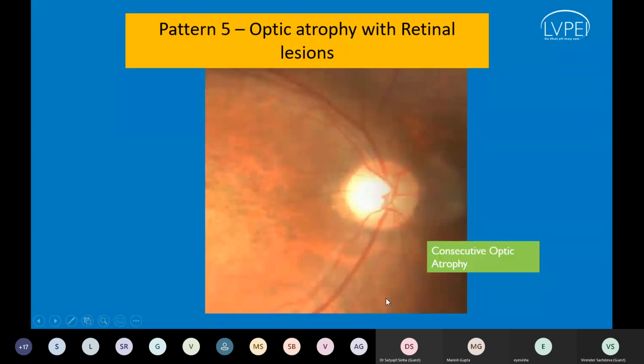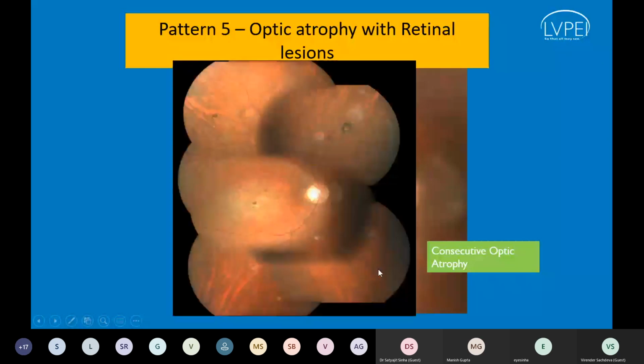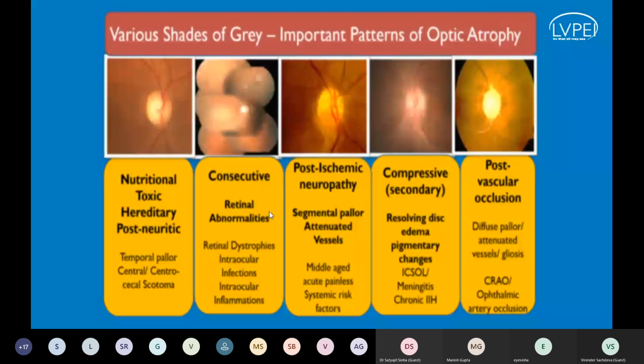And the last pattern that is there is a patient with an optic atrophy with retinal lesions. Here, you can see mainly the temporal pallor, but you cannot see much other changes. Maybe there is very mild attenuation of the retinal arterioles. But if you see the fundus as a whole, you can see that there are multiple chorioretinal lesions which are in the fundus mid-periphery as well as in the posterior pole. So this patient is also having a consecutive optic atrophy.